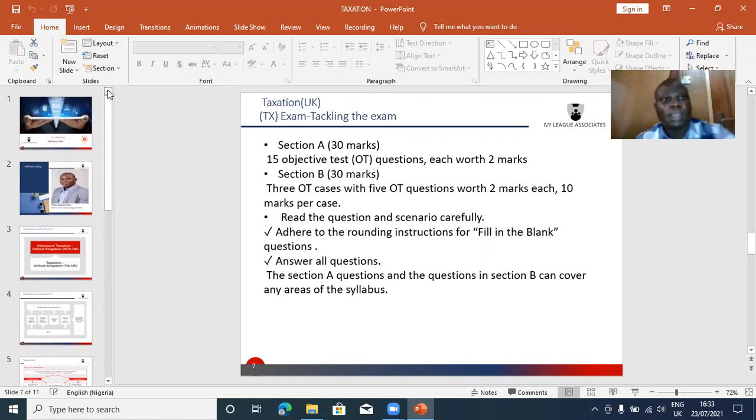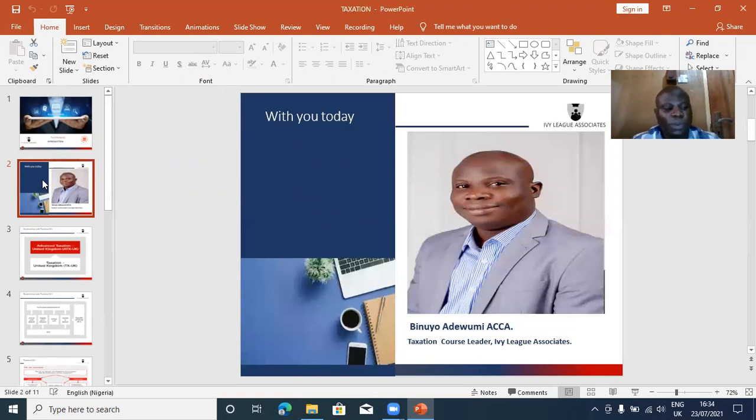This is the section where we would introduce you shortly to the paper Taxation within the ACCA Qualification Curriculum. My name is Adeomi Binuyo. I am the course leader for the paper Taxation at Ivy League Associates, Nigeria.